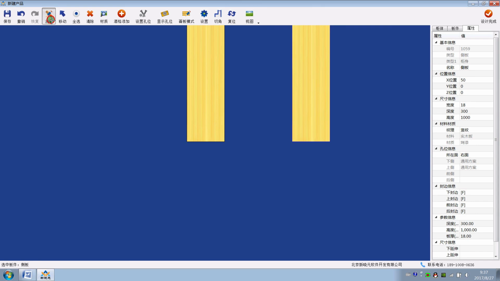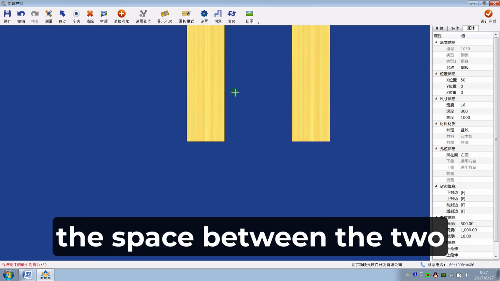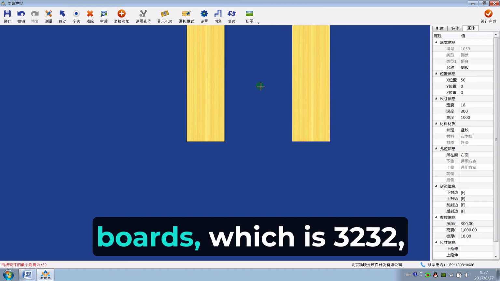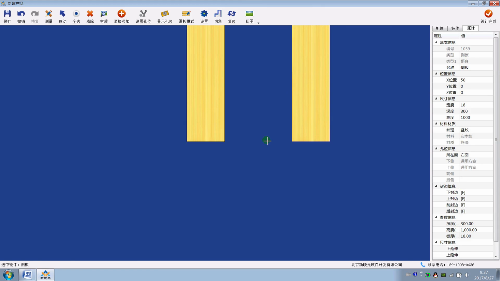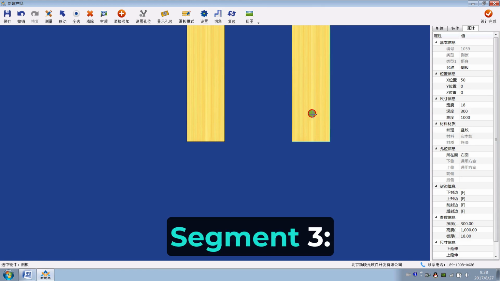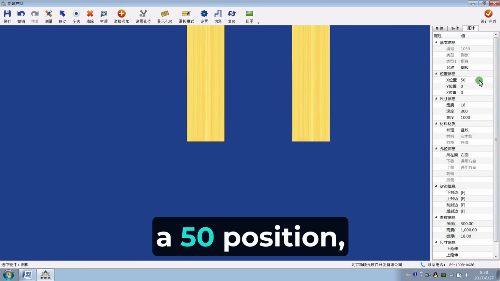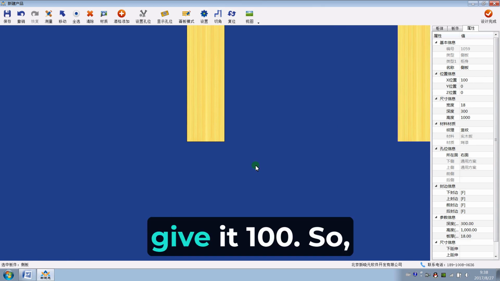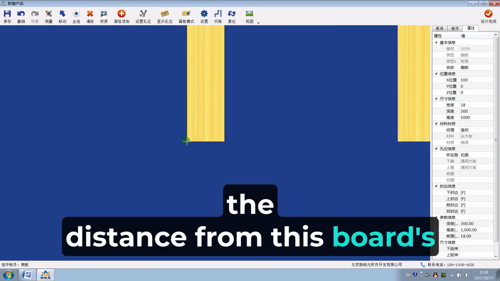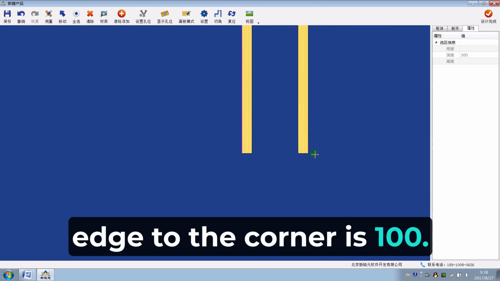You can measure the space between the two boards, which is 32, plus the board's own edge number, which is 50. So, this X coordinate is 50 position. Give it 100. So, the distance from this board's edge to the corner is 100.